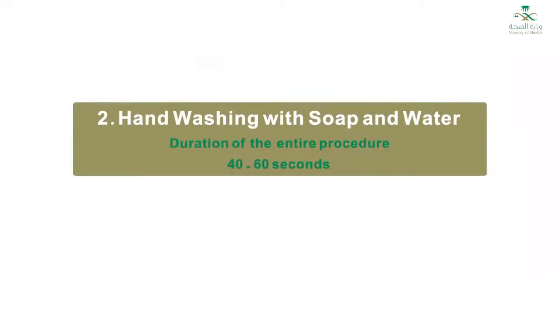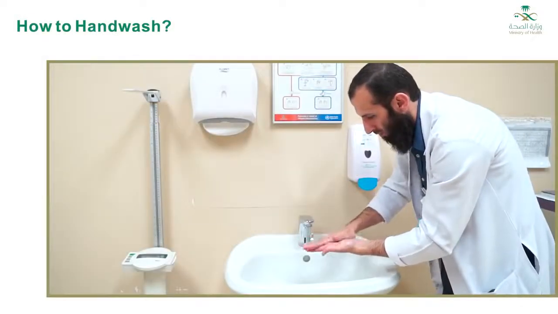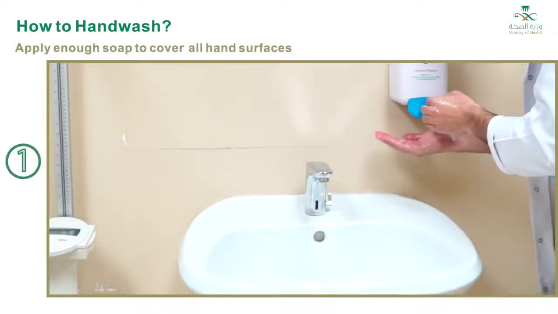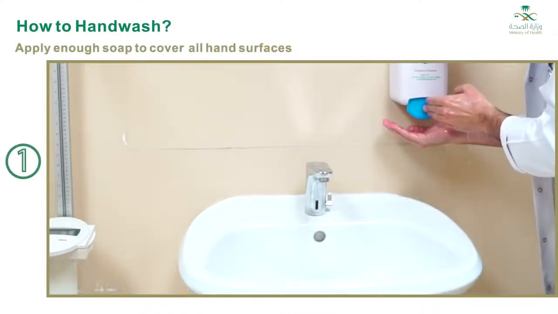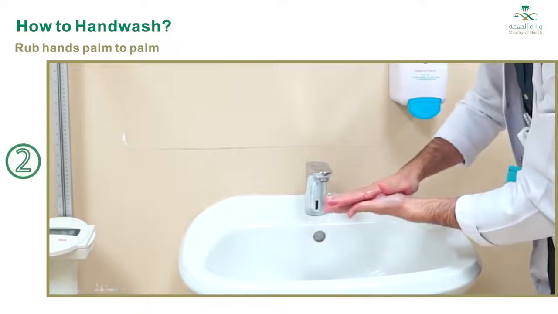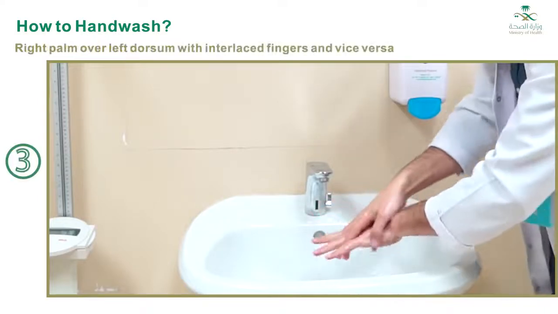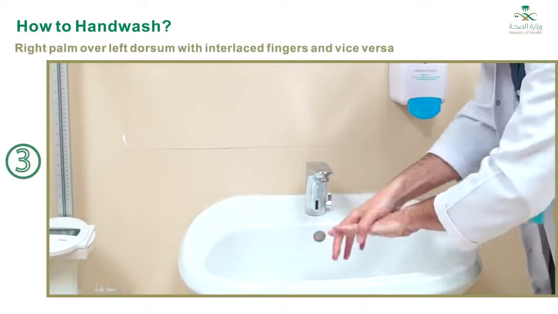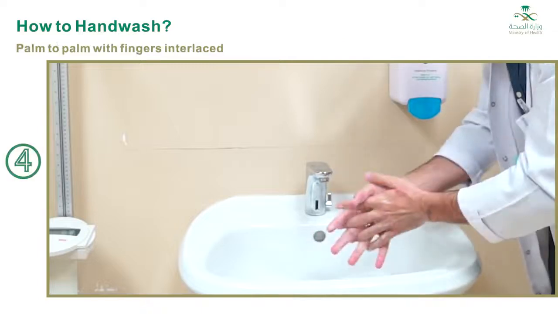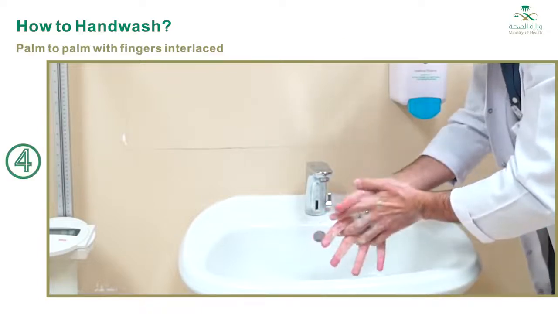2. Hand washing with soap and water. Duration of the entire procedure, 40 to 60 seconds. How to hand wash. Wet hands with water. 1. Apply enough soap to cover all hand surfaces. 2. Rub hands palm to palm. 3. Right palm over left dorsum with interlaced fingers and vice versa. 4. Palm to palm with fingers interlaced.